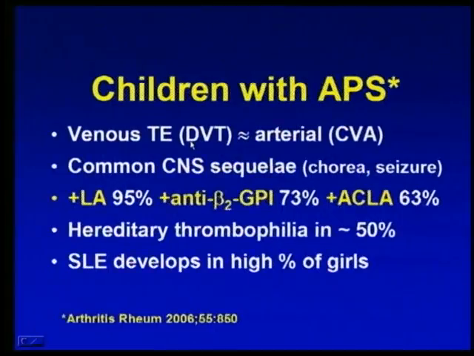Just briefly, there's a little bit of data on children with antiphospholipid syndrome. It's rare, but it occasionally does happen. These kids can have deep vein thrombosis or strokes, and there's about equal reports of both. Interestingly, these kids often go on to have other problems. They can have CNS disorders related to seizures or chorea. They often frequently have lupus anticoagulant and anti-beta 2 glycoprotein 1 antibodies, and commonly these kids are found to have hereditary thrombophilia, probably not surprisingly. And also not surprisingly, the girls with antiphospholipid syndrome not uncommonly go on to develop lupus.